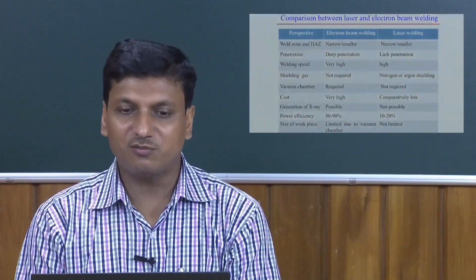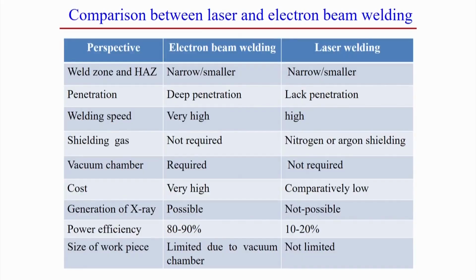Second point is the penetration. Of course, deep penetration is possible in the case of the electron beam welding process, while low penetration welding is normally possible in the case of the laser welding process. So, if we compare, the depth of penetration in the electron beam welding process is more as compared to laser welding processes in general.